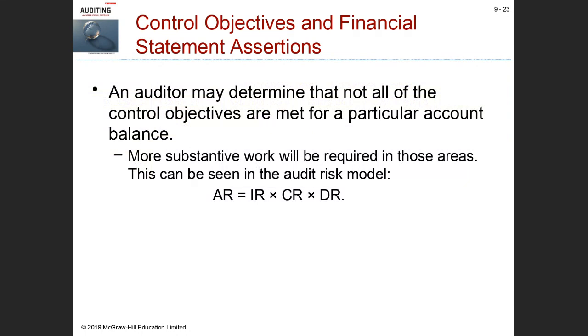Okay. Now we saw something before called the audit risk model. So we're going to come back to that. We see here in PowerPoint 23, the auditor may determine that not all other control objectives are met for a particular account balance. Okay, so that's the idea.